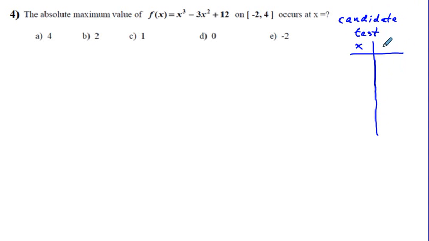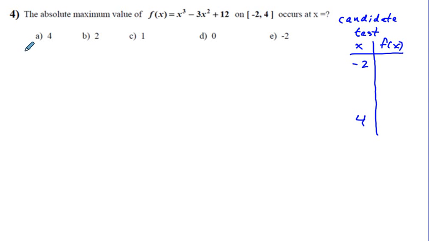So if we have x, f of x, first thing I like to put in here is the endpoints. Well, we're going to have -2 is an endpoint, and also 4 is the other endpoint. And then also the critical numbers. Let's go ahead and find the other critical numbers first, if any.